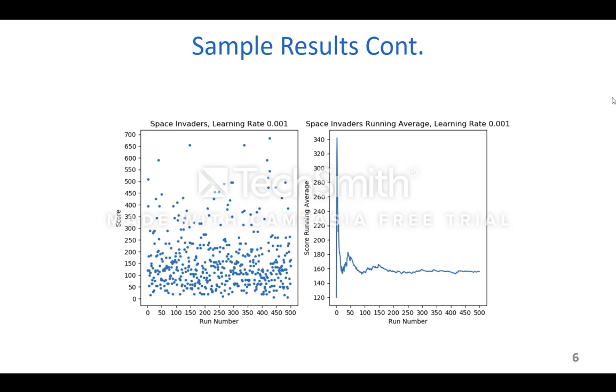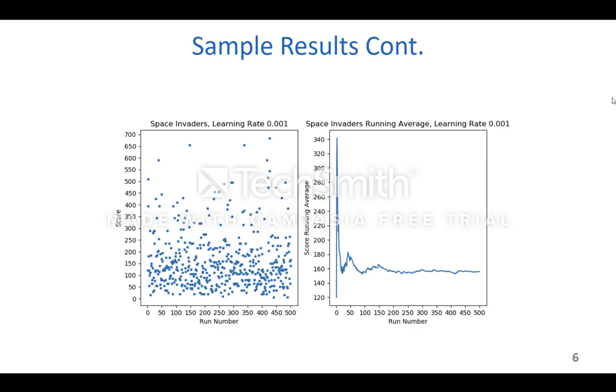We can see here in the sample results for Space Invaders, even with the learning rate of 0.001, which tended to perform the best on the other environments, Space Invaders was still far too complex for the DQN to learn this environment effectively, even with approximately 10 hours of training.